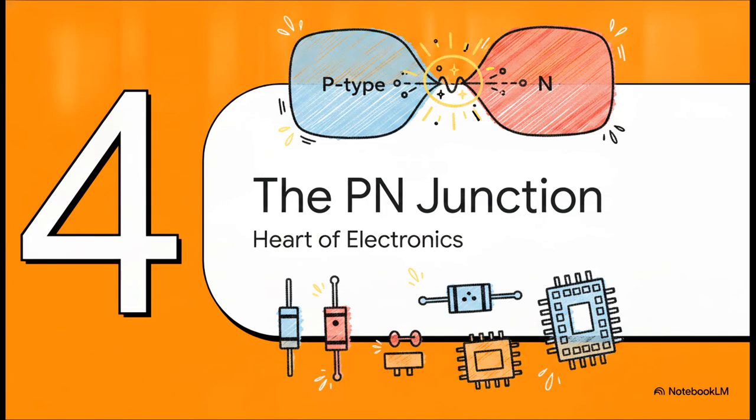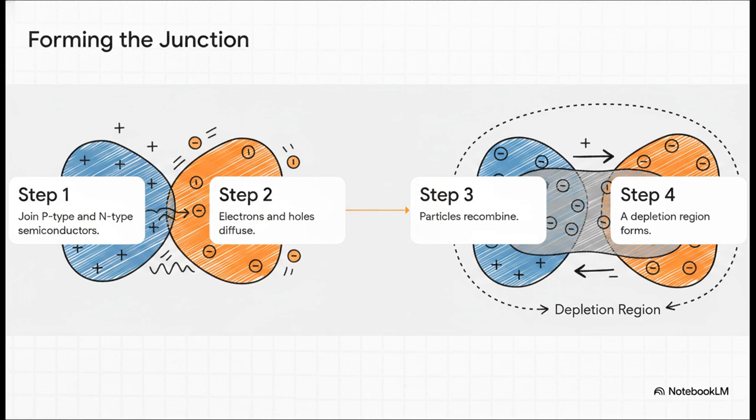Which brings us to Section 4, the magical PN junction. So what happens when we literally smash these two highly engineered materials together?